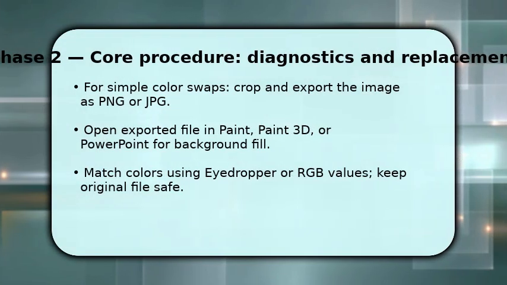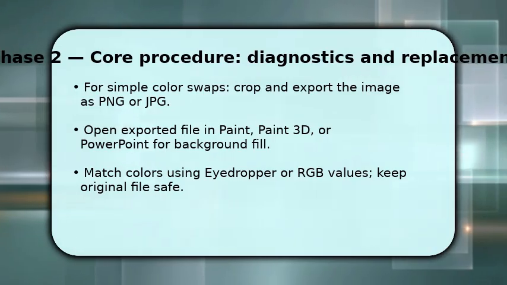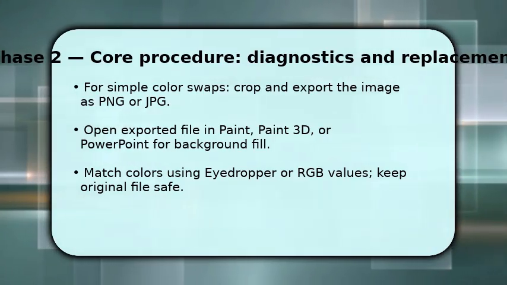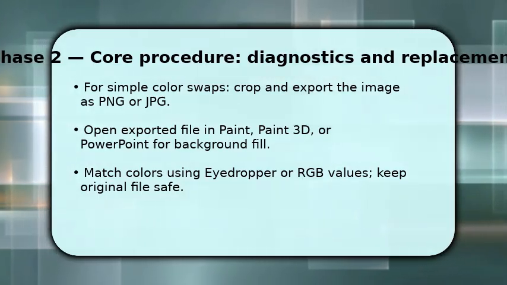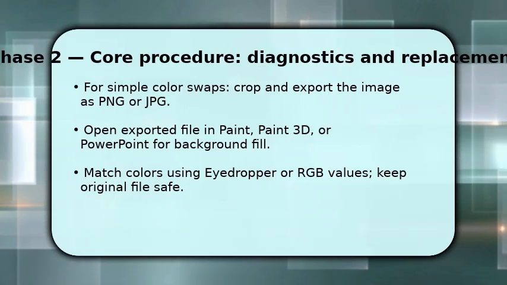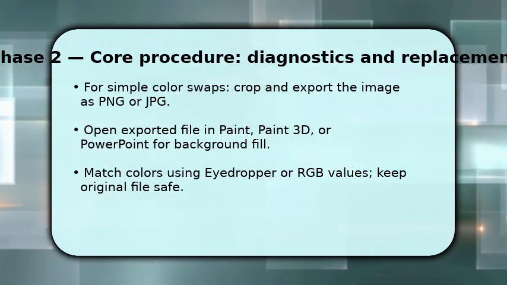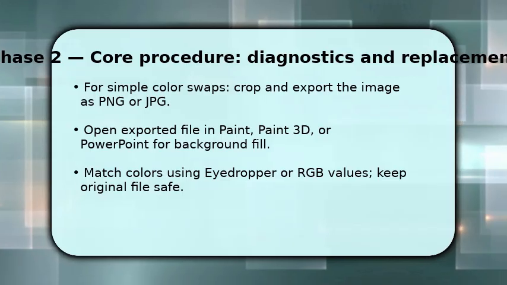You can change a background color by exporting a clean copy from Picture Manager and opening it in Paint 3D or PowerPoint. Those apps give a fill or replace option. In Paint 3D, use Canvas and fill to pick a new color, and in PowerPoint, place the image on a shape with your chosen fill behind it.